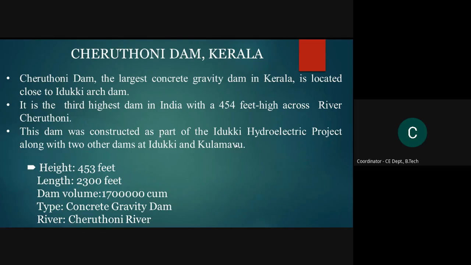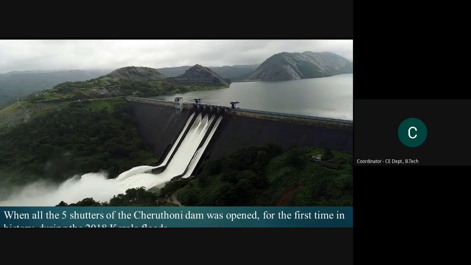So the specifications are: the height is 453 feet and the length is about 2300 feet. The dam volume is almost 17 lakh cubic meters, and the type of dam is a concrete gravity dam. So this is the dam.